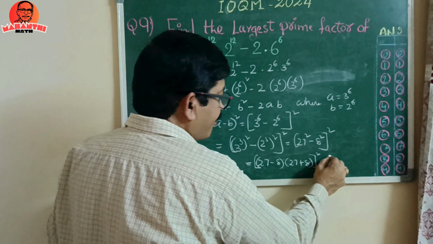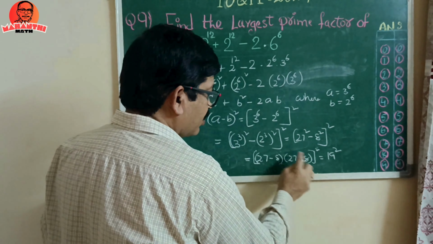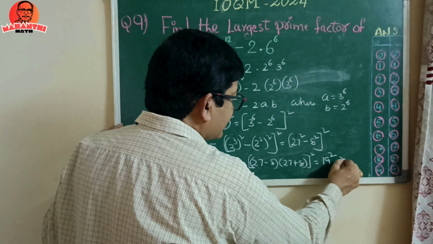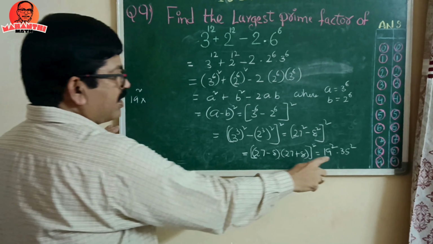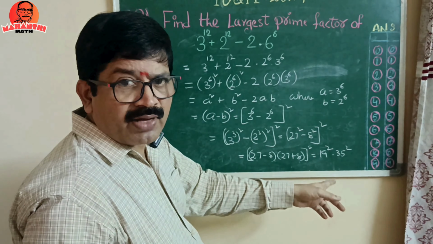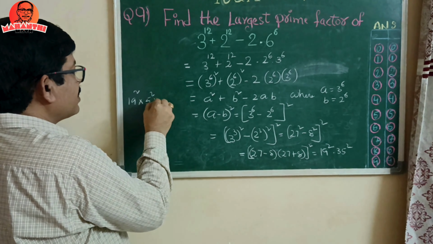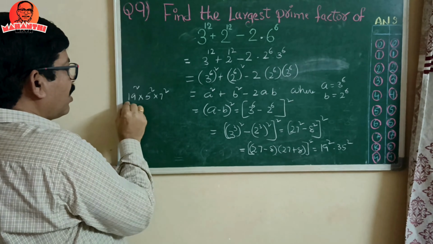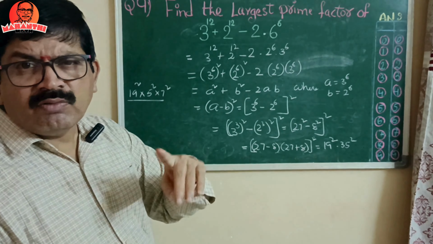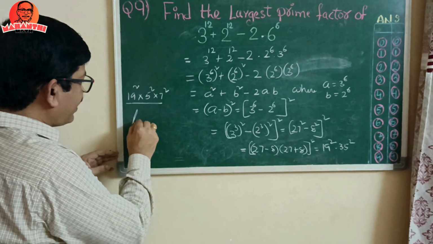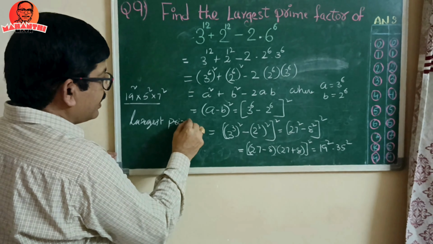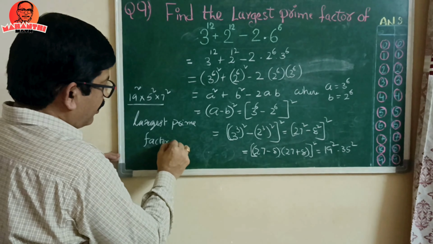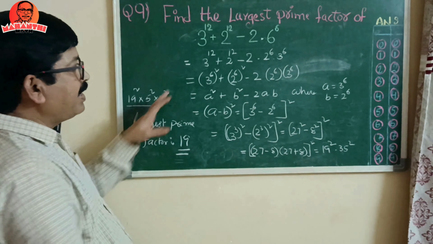27 minus 8 is 19 square. This square will come for both of them. This is 35 square. Now you see, this is 19 square into 35 square; you can write the prime factorization, 5 into 7. So 5 square into 7 square. Now the prime factors of this number are 19, 5, 7. What is the largest? So the largest prime factor is 19. So 19 is the answer.